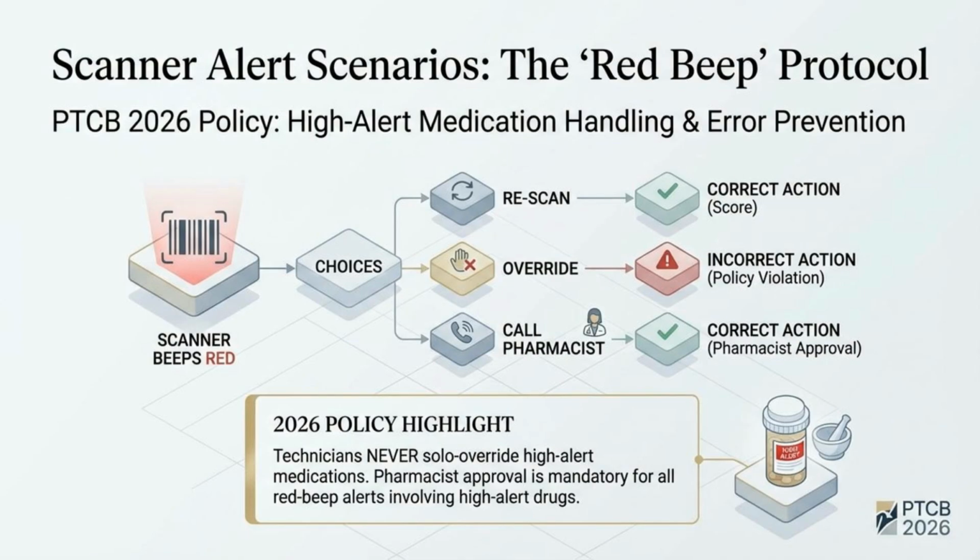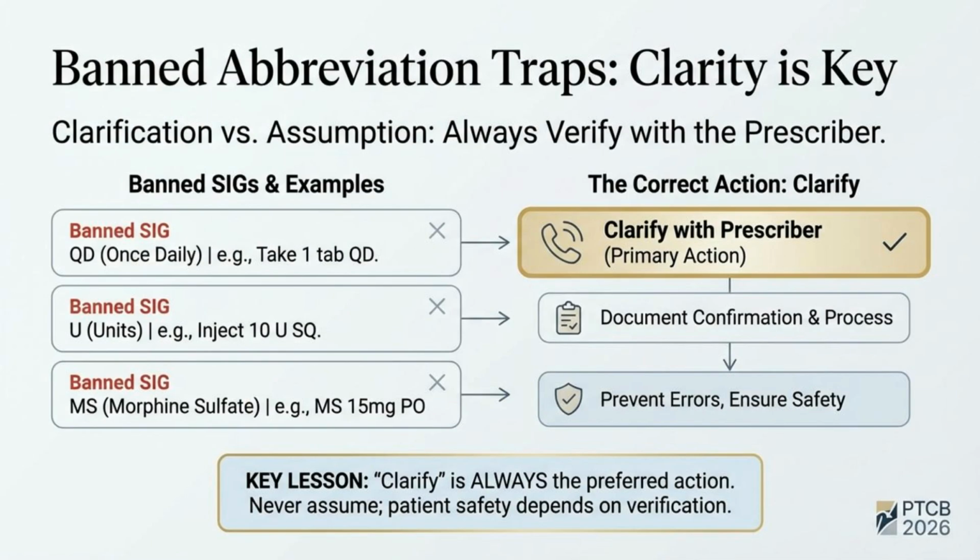When a scanner beeps red for a high-alert medication, you have 3 choices: rescan, call the pharmacist, or override. Technicians must never solo override high-alert medications. Pharmacist approval is mandatory. For banned abbreviations, clarify with prescriber is always the primary and correct action. Never assume. Document the confirmation and then process the order to ensure patient safety.